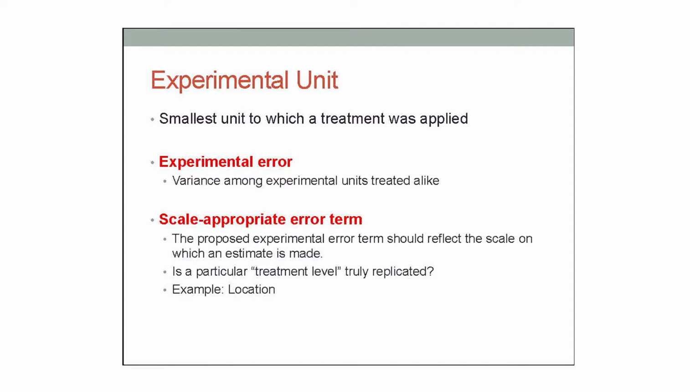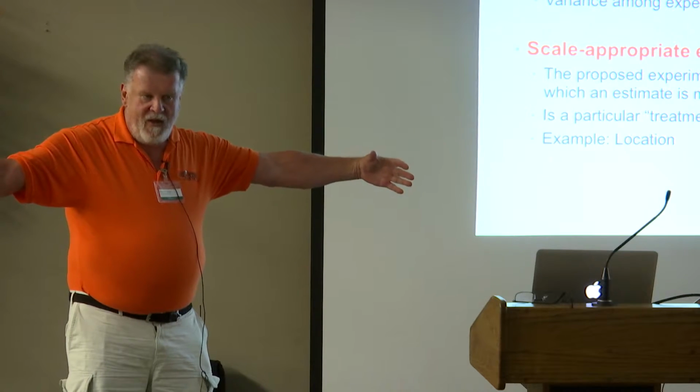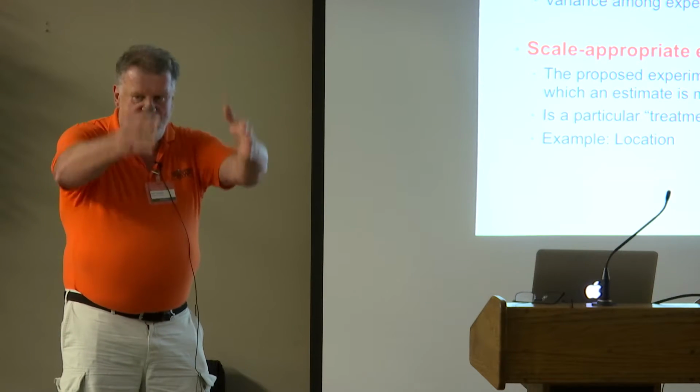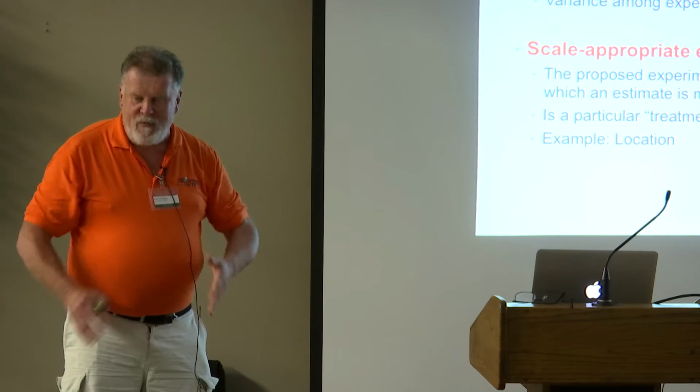So, the experimental unit, mentioned already, is the smallest unit to which a treatment is applied, and the experimental error is that treatment line. If you are clear about those definitions, you don't have any problem. And then this will result in what I call a scale-appropriate error term. If you are trying to estimate differences on the farm level, then your experimental unit is the farm. It is not the 20-foot row of corn or soybeans on that farm.